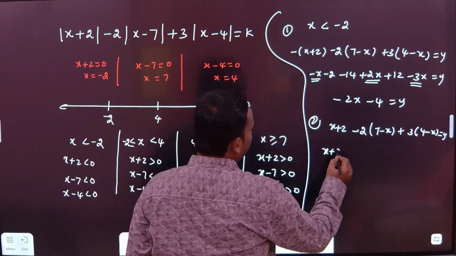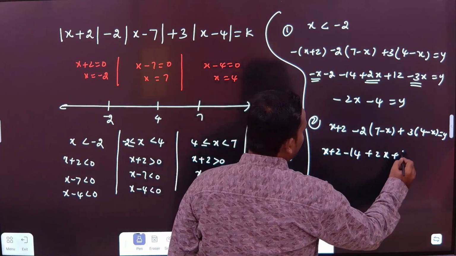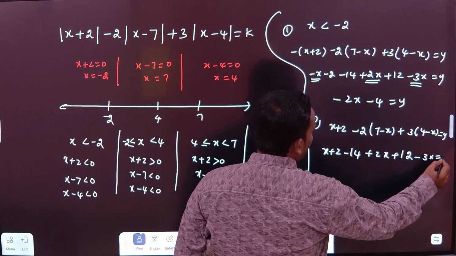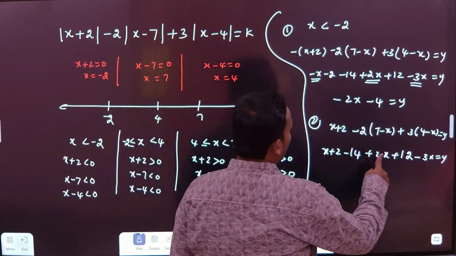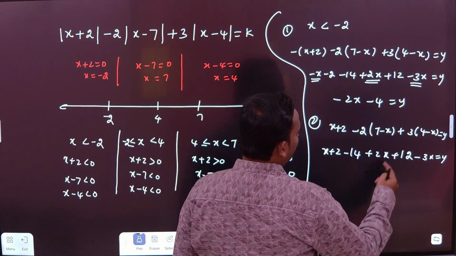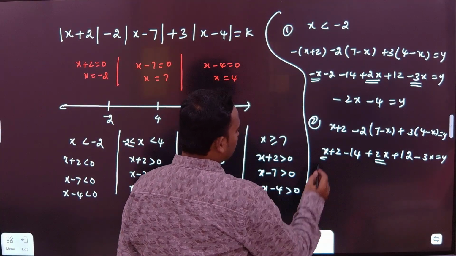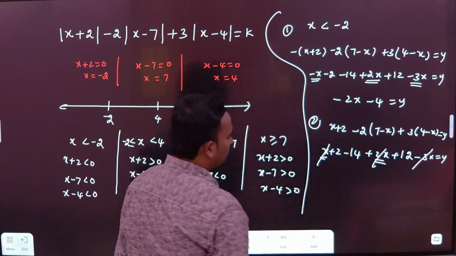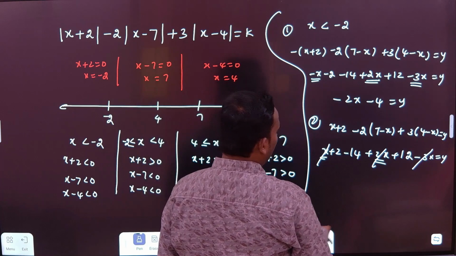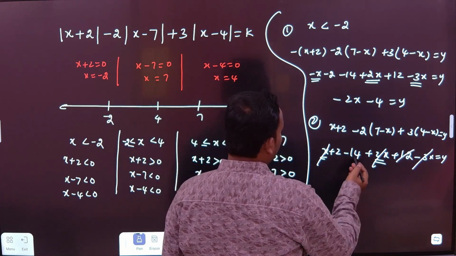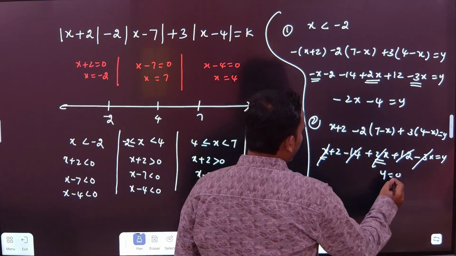Okay, therefore x plus 2 minus 14 plus 2x plus 12 minus 3x is equal to y. So you can see x plus 3x, this will be cancelled. Then minus 12 plus 2 will also cancel, right? So 12 plus 2 is what? 14. 14 minus 14 is 0. y is equal to 0.